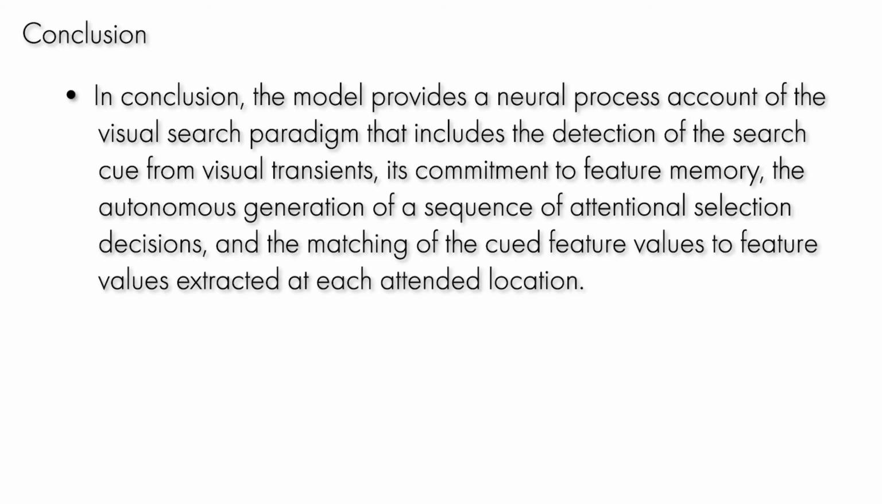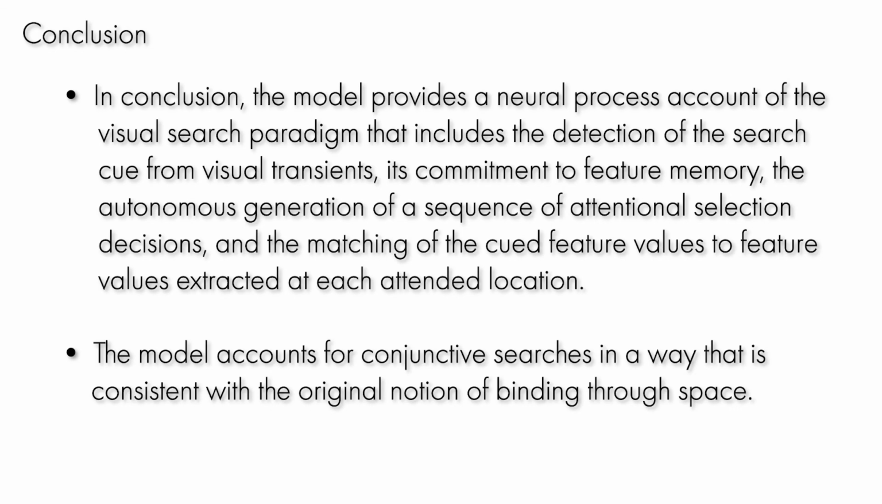In conclusion, the model provides a neural process account of the visual search paradigm that includes the detection of the search queue from visual transients, its commitment to feature memory, the autonomous generation of a sequence of attentional selection decisions, and the matching of the queued feature values to feature values extracted at each attended location. The model accounts for conjunctive searches in a way that is consistent with the original notion of binding through space.